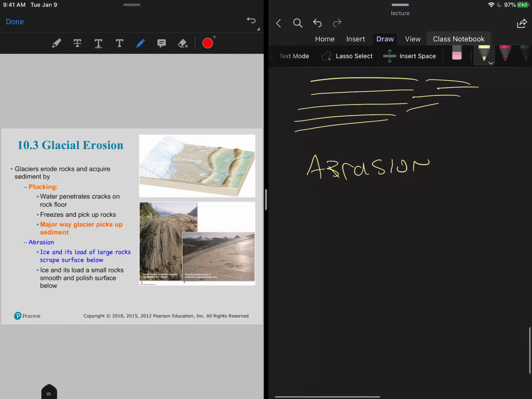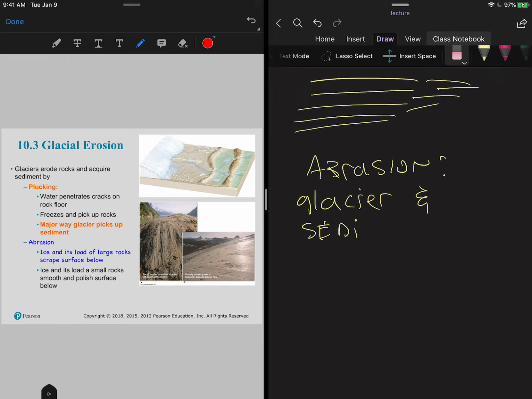So abrasion then, what this means is that the glacier and the sediment at its base scrape the ground beneath it. So the glacier and its sediment, or the boulders at its base, scrape the ground beneath it.